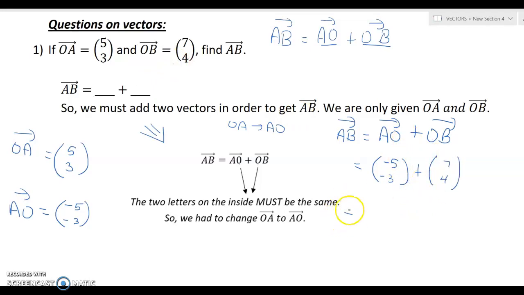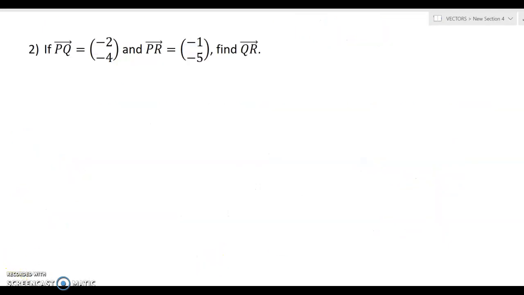And we just go ahead and simplify. -5 plus 7 will give us 2. -3 plus 4 will give us 1. So vector AB is (2, 1), and that's it. We're going to do some more questions to get the hang of it. So now we're looking at number 2. If you want to pause the video and try it on your own, go ahead and then press play when you're ready for the answer.